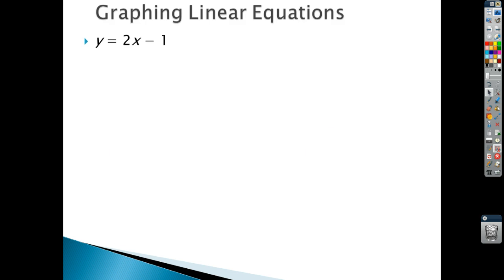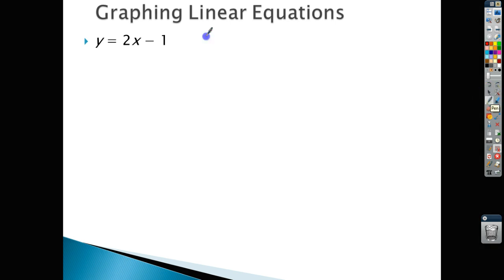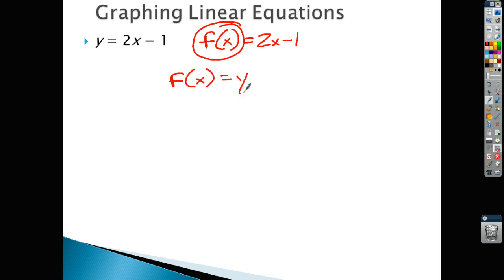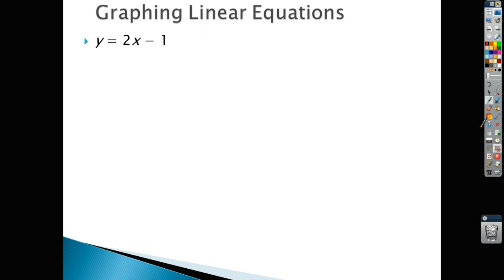All right, so here's another function, and this is actually written in slope-intercept form, sort of function form. y is equal to 2x minus 1. Function notation would be f of x is equal to 2x minus 1, right? Where f of x is equal to y. I'm saying that the output, the function of x, and y are the same thing.